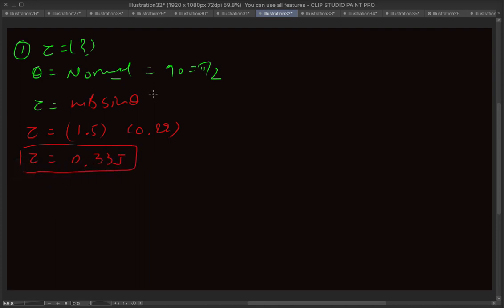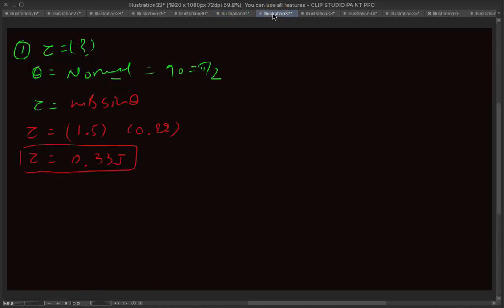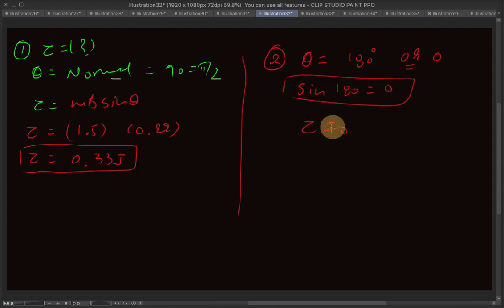It is looking like the calculation which we have already done over here, that is 1.5 and 0.22, 0.33. Only the condition is that there was a minus sign over there, but here there would be no minus sign. Next is my second case, where theta is 180 degrees. So my sine of 180 or sine 0 is equal to 0 value. So my torque will also become 0.